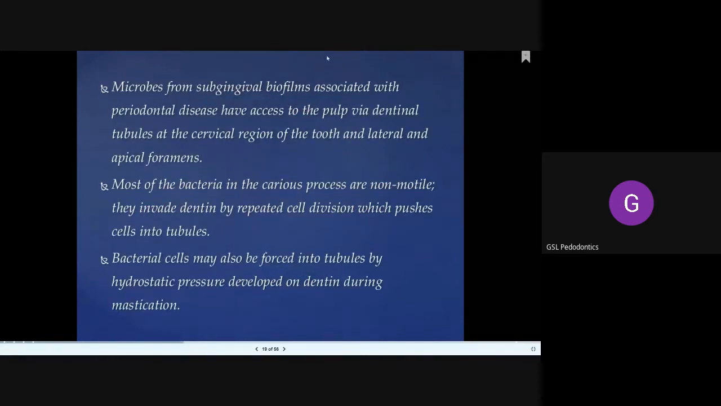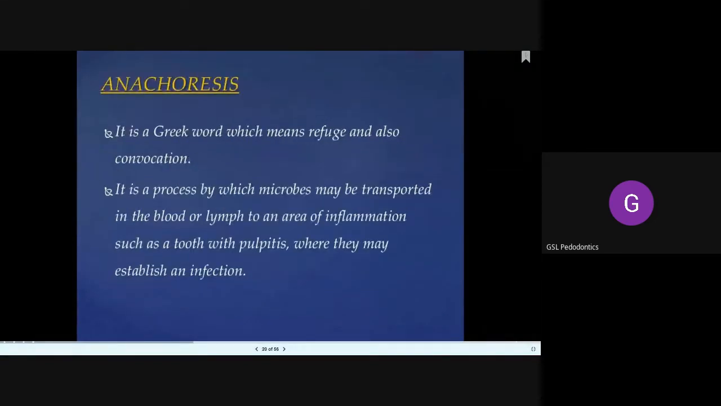So these microbes from the subgingival biofilms might also be associated with periodontal disease. They have access to the pulp via all these channels that we discussed before. These bacteria in the caries process are non-motile, they can't move, but they invade the dentin by repeated cell division, which pushes them into the dentinal tubules. And these bacterial cells may also be forced into the tubules, due to which they develop some hydrostatic pressure on the dentin.